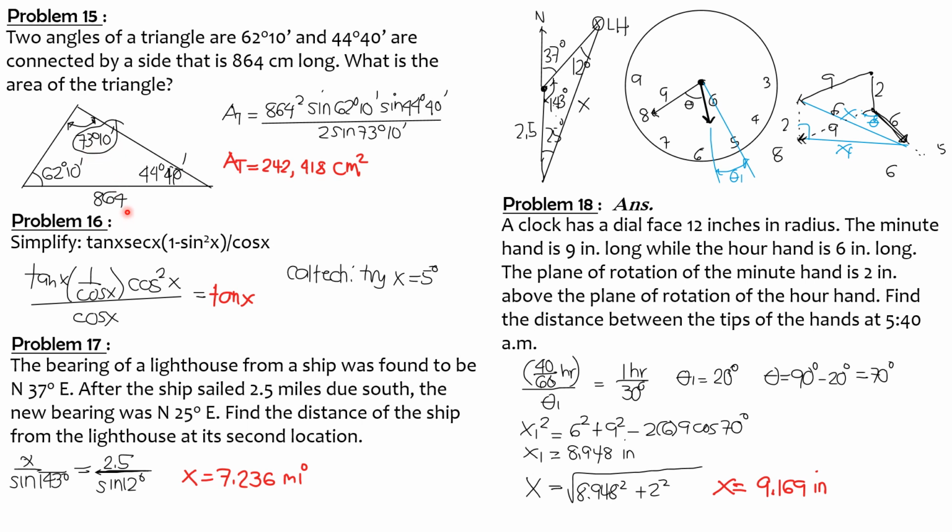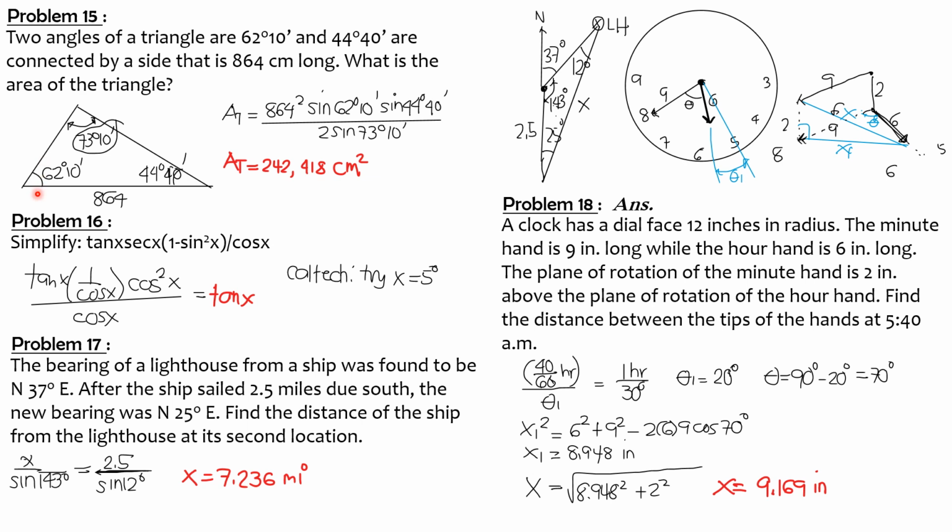Actually, we can solve the area directly. If you cannot remember that formula, remember: any side squared, 864 squared, times the product of the sines of the angles adjacent to this side, sine 62 degrees 10 minutes times sine 44 degrees 40 minutes, divided by 2 sine of the opposite angle, so 2 sine 73 degrees 10 minutes. So the area is 242,418 square centimeters.